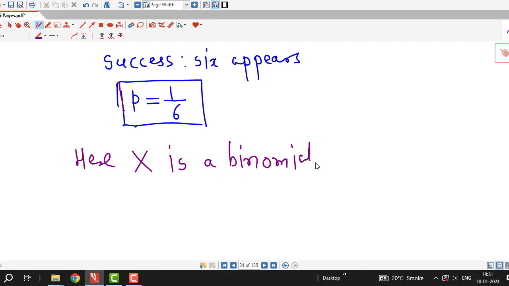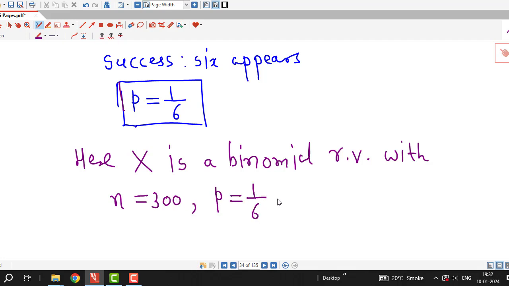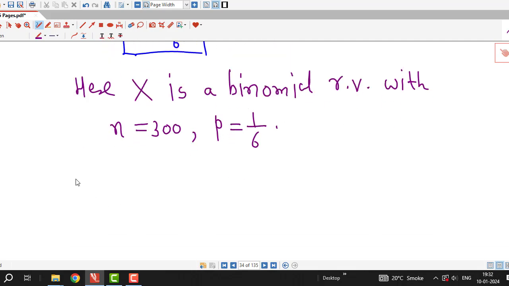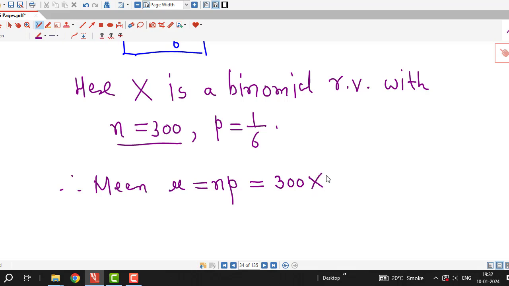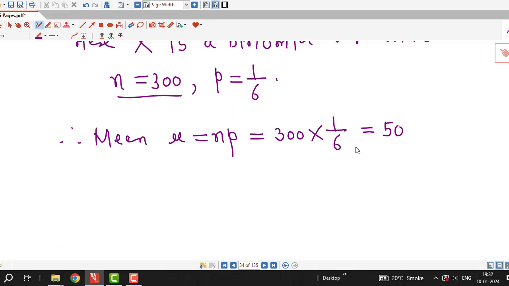binomial random variable with parameters: n is the number of times we are throwing a dice, that is, the number of trials, and the probability of success is 1 by 6. Therefore, the mean of a binomial distribution, we know, is obtained by multiplying the number of trials with the probability of success, that is, n times p. So 300 times 1 by 6, and this is nothing but 50.